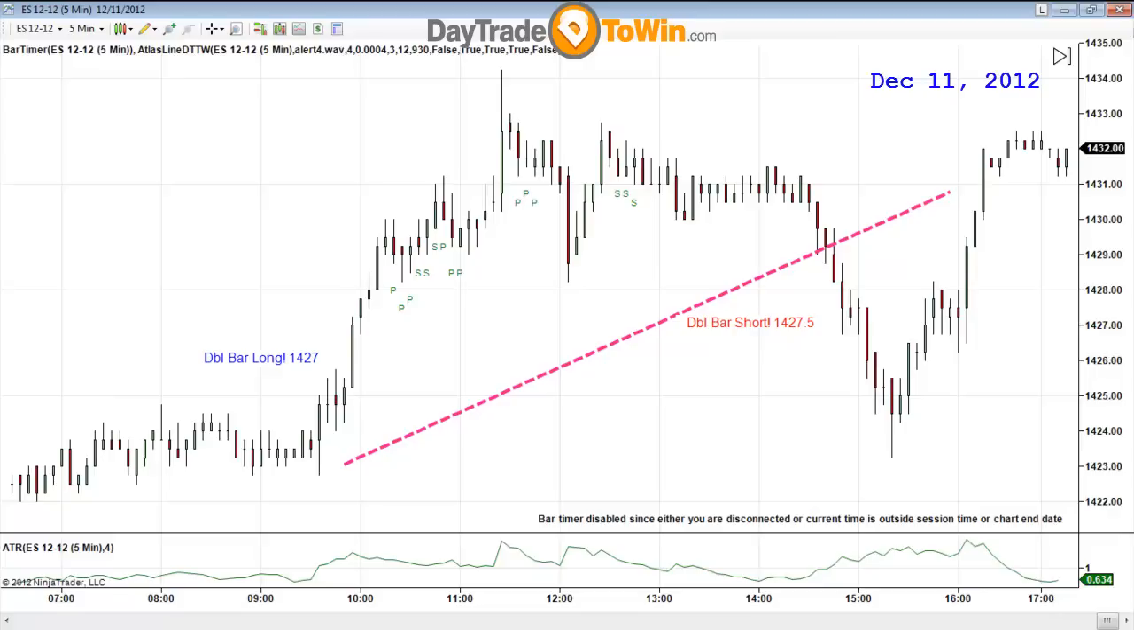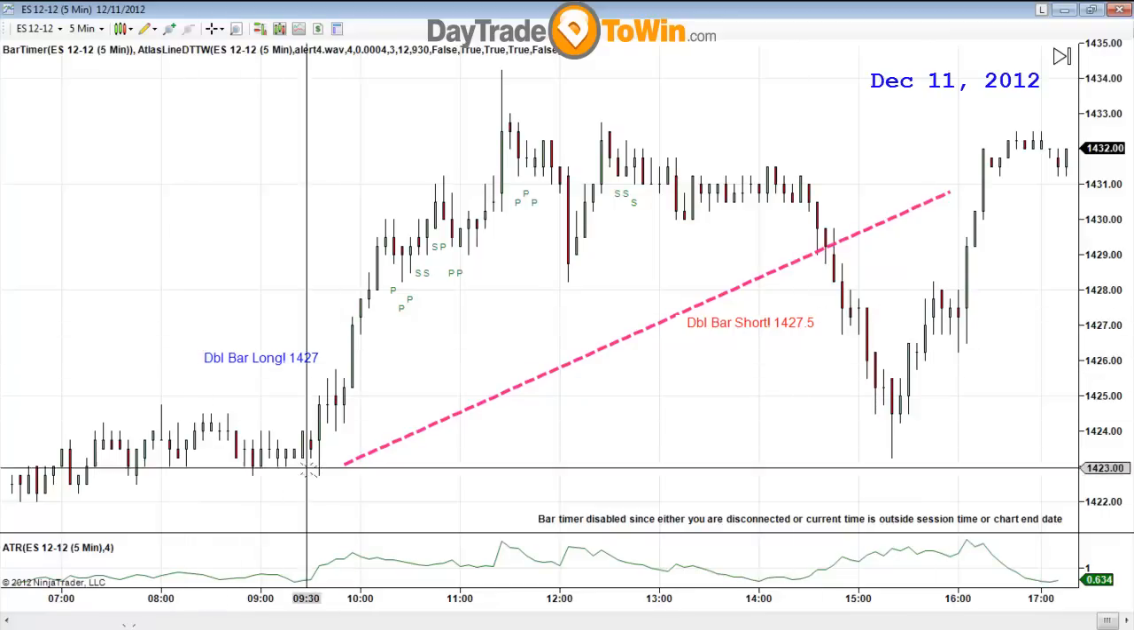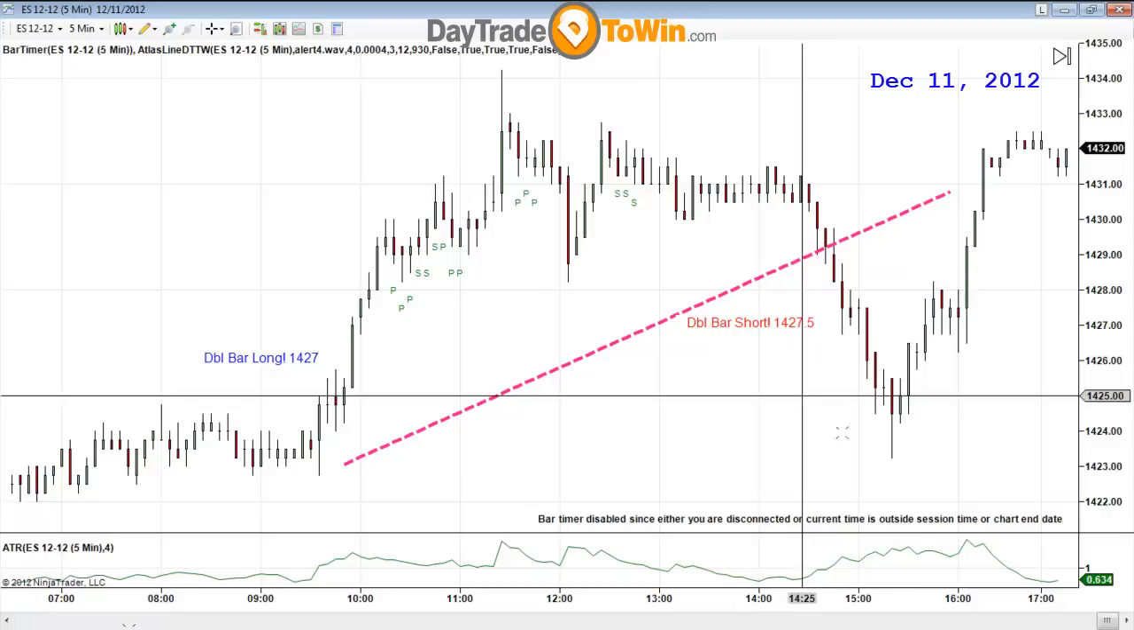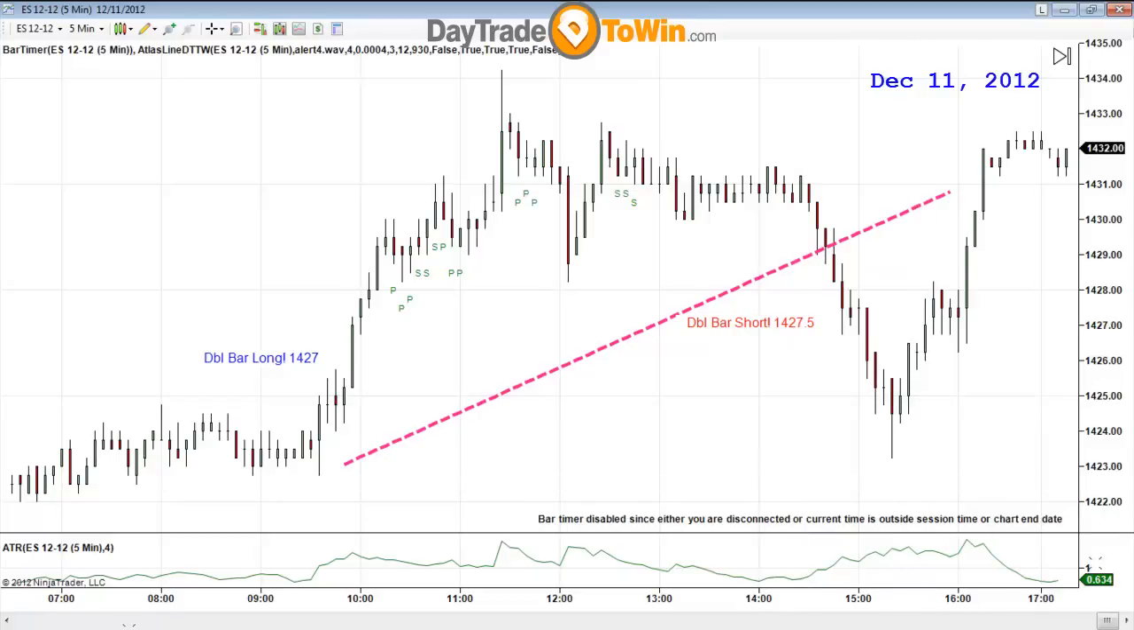Okay, so the first thing I'm going to show you today is what happened today on the Atlas line. What you see here is the Atlas line for December 11th on the E-mini S&P, and I am going to show you what yo-yo bars are all about, but I want to give you a different representation of what this tool can do for you. Instead of looking at an indicator that tells us when to go long or short by crossing two moving averages or closing above the zero line, what we're really waiting for is price to tell the indicator what to do, and the indicator then to tell us what to do.